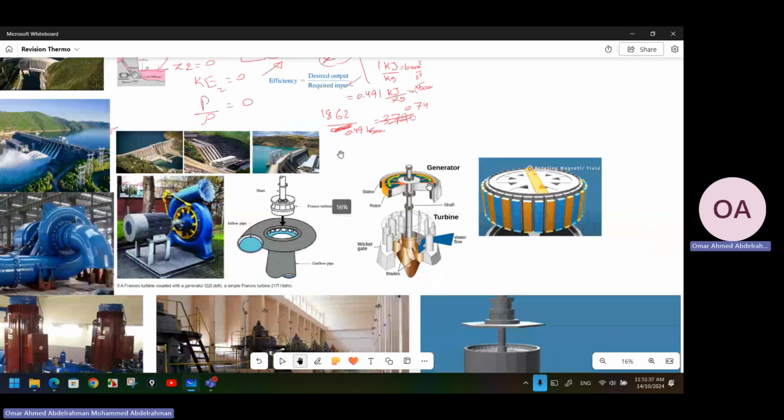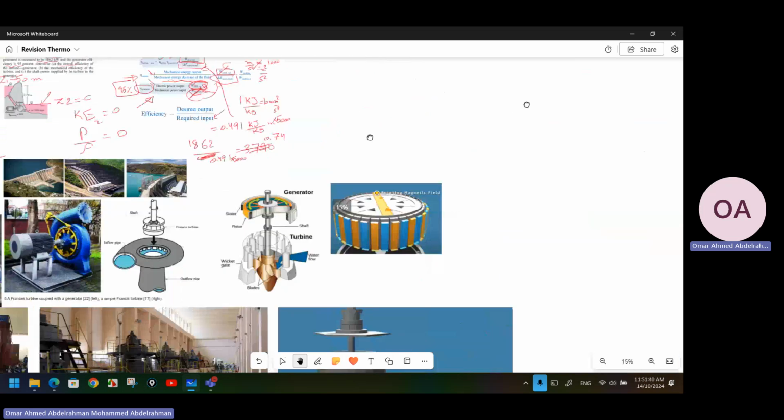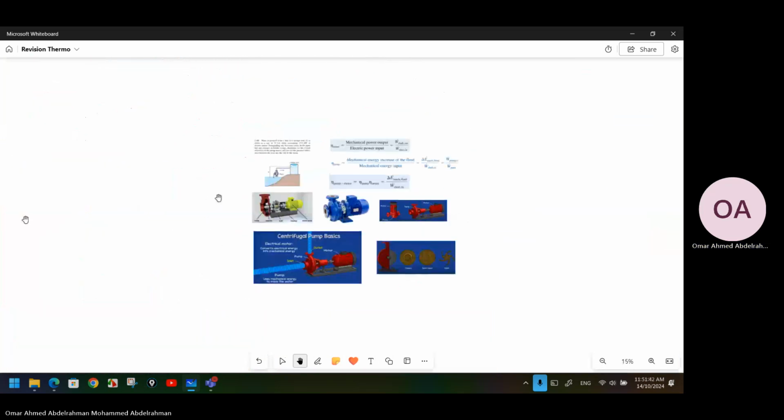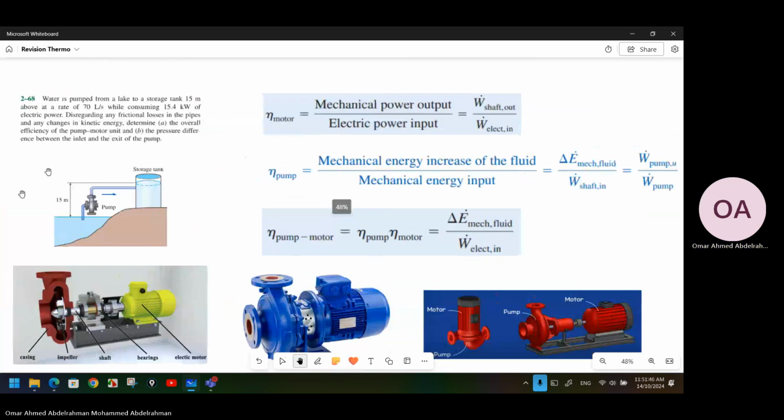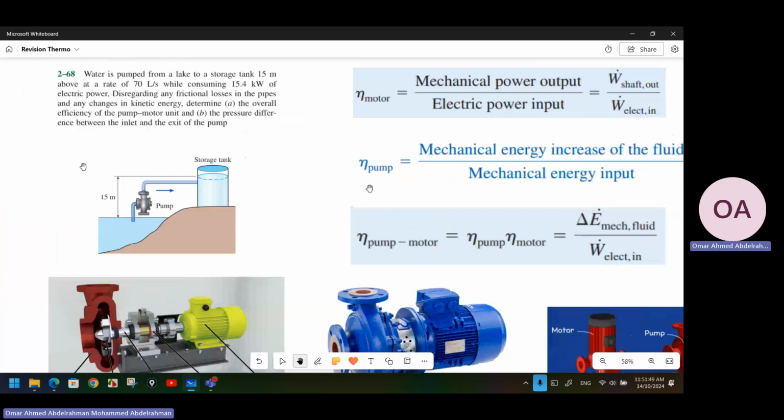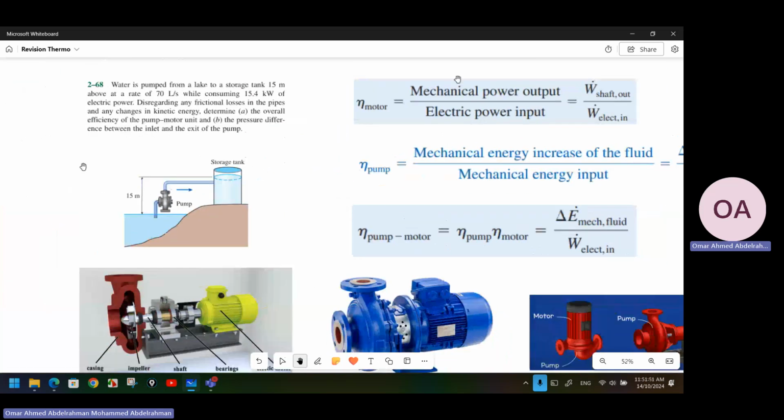So that is for this question. Nothing to be added. Let's move to the pump. You have three equations: the one for the efficiency of the motor, the efficiency of the pump, and the overall efficiency. Always in the question, you'll have two givens that you can use in order to find something. Then you can use the other equation.